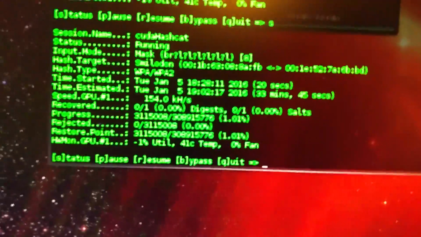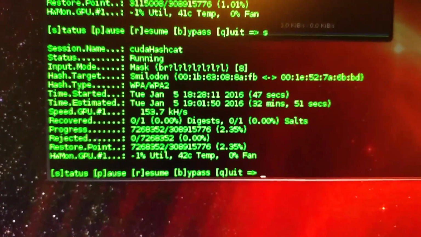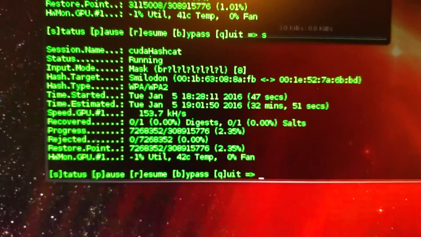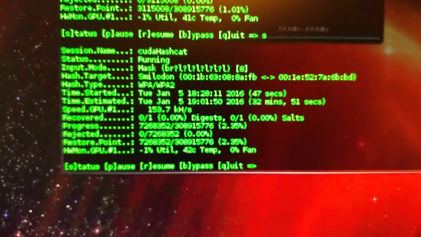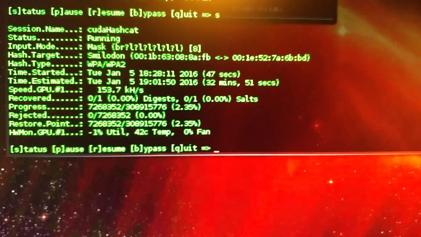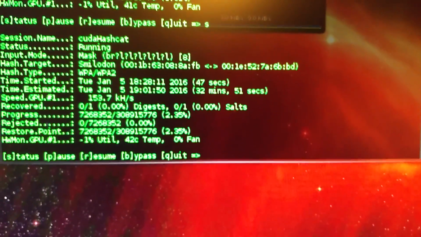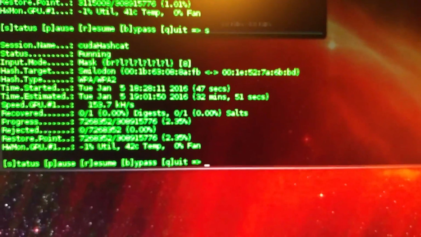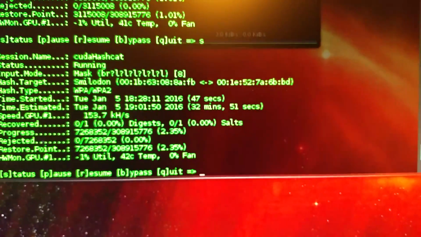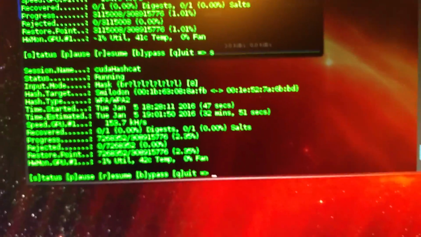All right, let's take the status again. We're now at 2%, so you figure it's probably about 20 seconds per percentage. Actually, that's not bad. So if you do the multiplication, 20 seconds times 100, so 2,000 seconds divided by 60, I don't know, it'll probably take about 20 minutes to actually break the password.